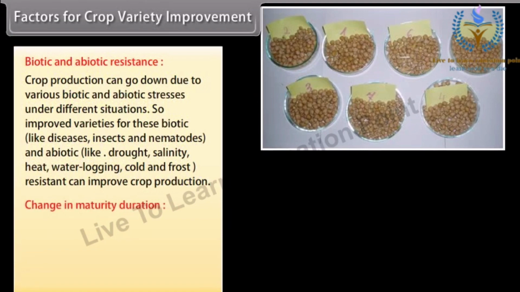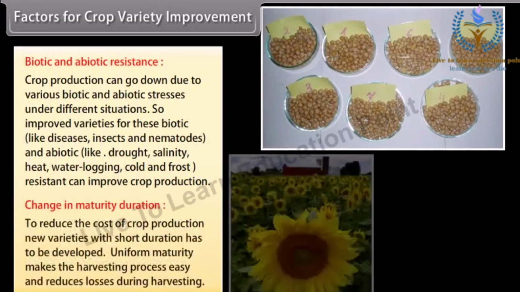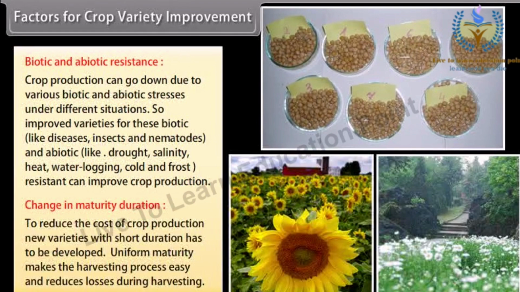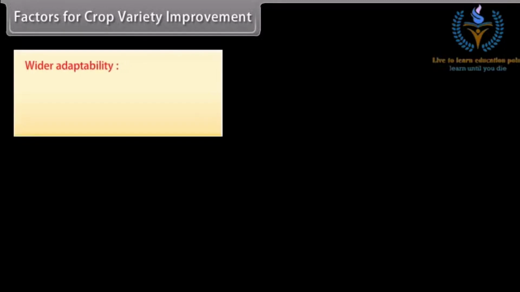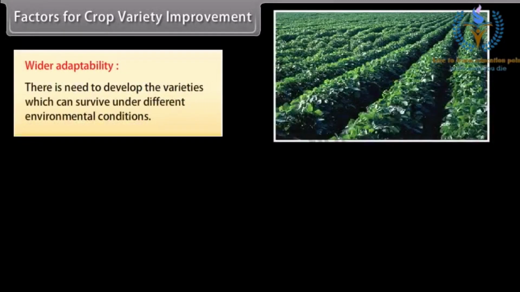Change in maturity duration. To reduce the cost of crop production, new varieties with short duration have to be developed. Uniform maturity makes the harvesting process easy and reduces losses during harvesting. Wider adaptability. There is need to develop the varieties which can survive under different environmental conditions.